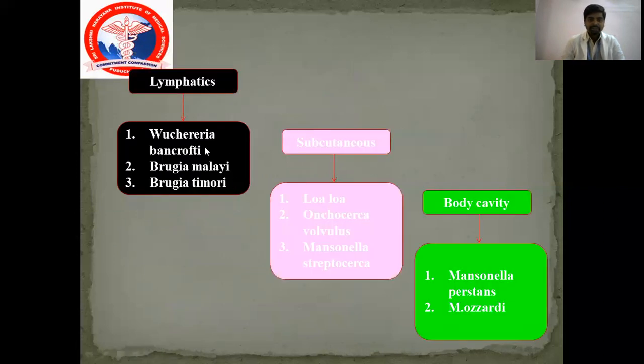So in the lymphatic system: Wuchereria bancrofti, Brugia malayi and Brugia timori. These are the three species involved in the lymphatic system. In the subcutaneous tissue: Loa loa, Onchocerca volvulus, Mansonella streptocerca. In the body cavity: Mansonella perstans and Mansonella ozzardi. These are the other species involved in the body cavity.